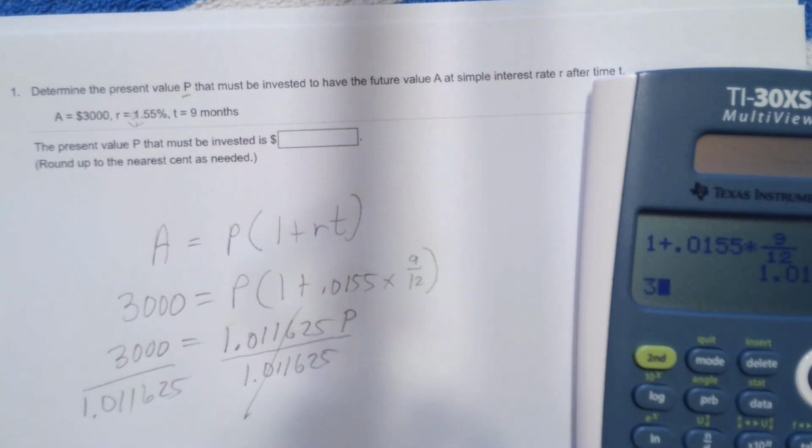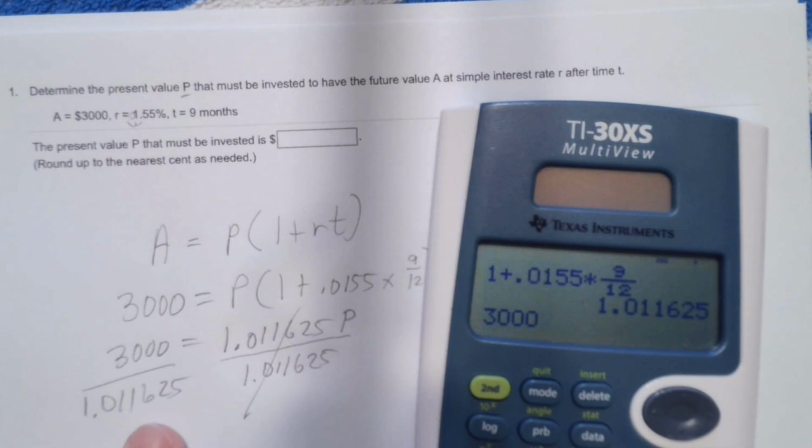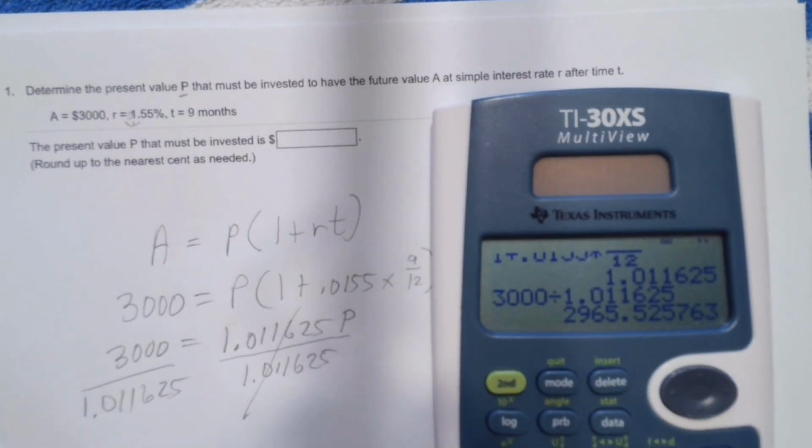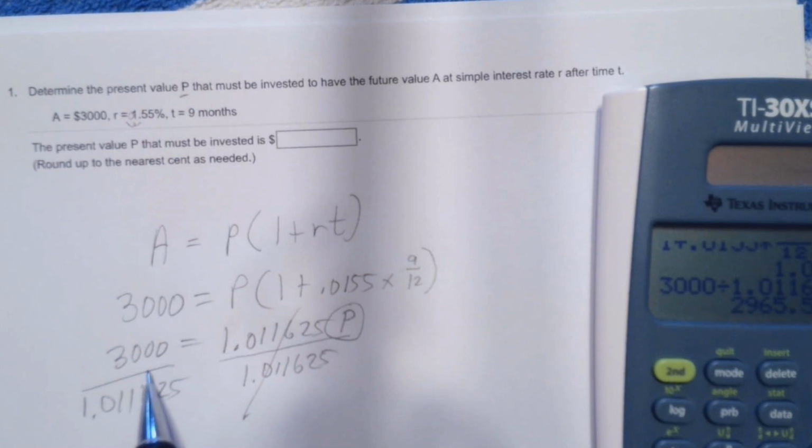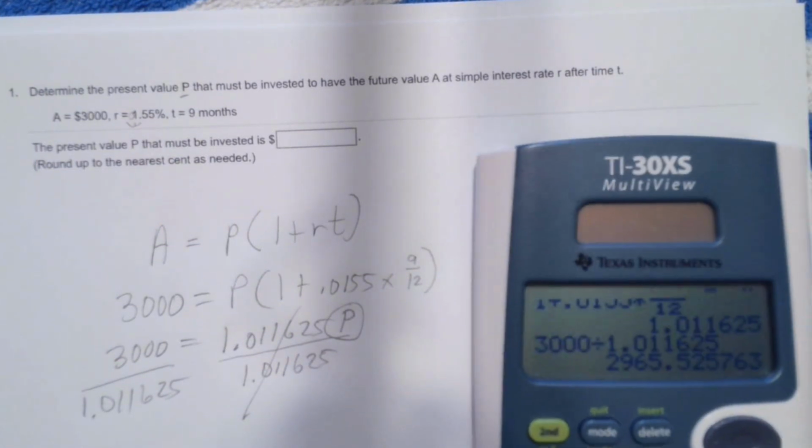So if we take 3,000 and we divide by 1.011625. By the way, you don't really want to round here since it's not too much trouble to put all these digits in. So we get P is 3,000 divided by this number here, right? Because on this side we're just left with P equals this number here.